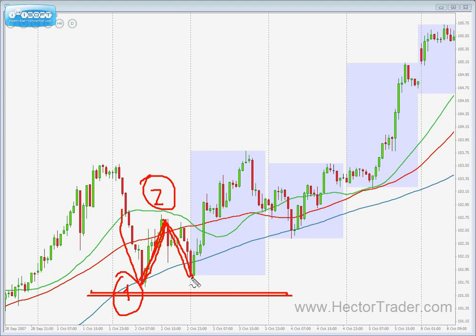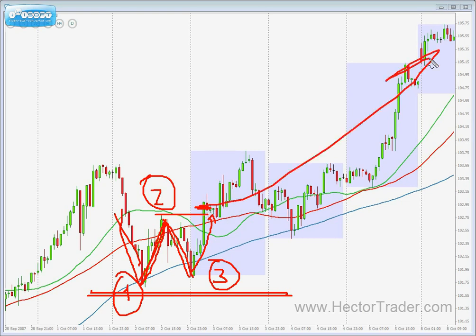They have one last attack, being the aspect number 3, and as it fails and turns around, it forms that W formation and takes out the aspect number 2. A few pips above, 2-3 pips above, whatever, is where we trigger our long entry. Right there is where we trigger our long entry, and price moves in our direction.